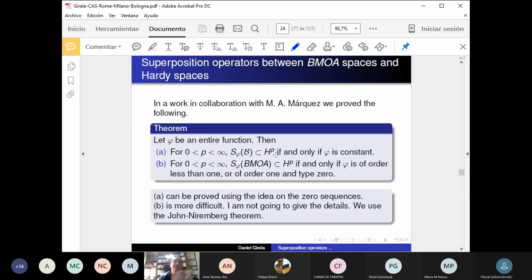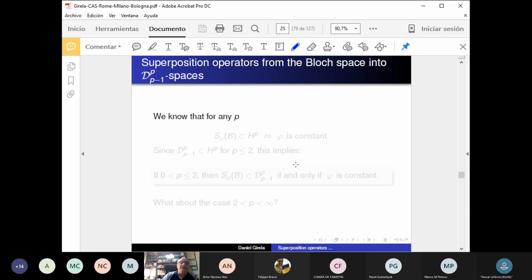But once we have this, the question that we decided to think about several years later was, what happens if here we don't put H^p, but D^p_{p-1}? To see whether we obtain some similarity or some difference between H^p and D^p_{p-1}. So, in work that we did with Osmo Pekka and Petros Galanopoulos, we worked on the superposition operator from the Bloch space into D^p_{p-1} and from BMO into this. Let's see what happens.